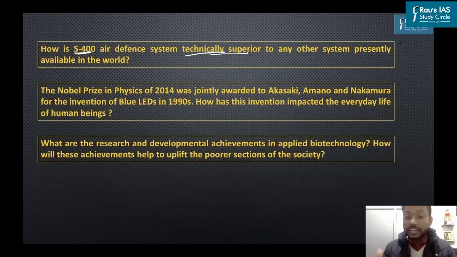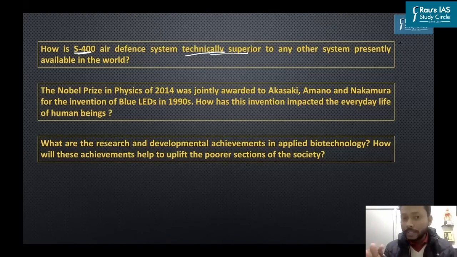But the ranges, what is the range? Do you know the range of S400? Do you know the altitude at which it flies? Do you know the details of the radar system that it has? Do you know how many targets it can hit simultaneously? Do you know if it can also hit a target beyond the horizon?